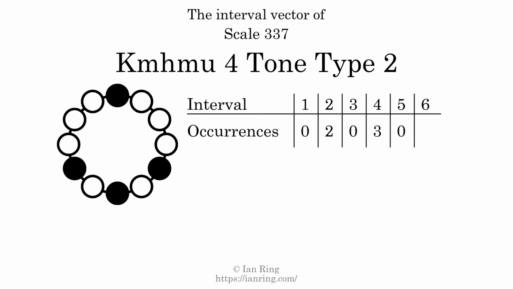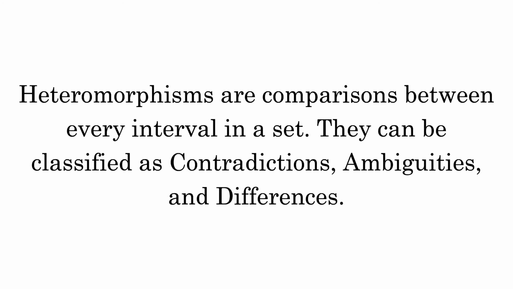There are no intervals with the size of 5 semitones. There is 1 interval with the size of 6 semitones. It is here. Each interval does not appear in this scale a unique number of times, so this is not a deep scale. Heteromorphisms are comparisons between every interval in a set.